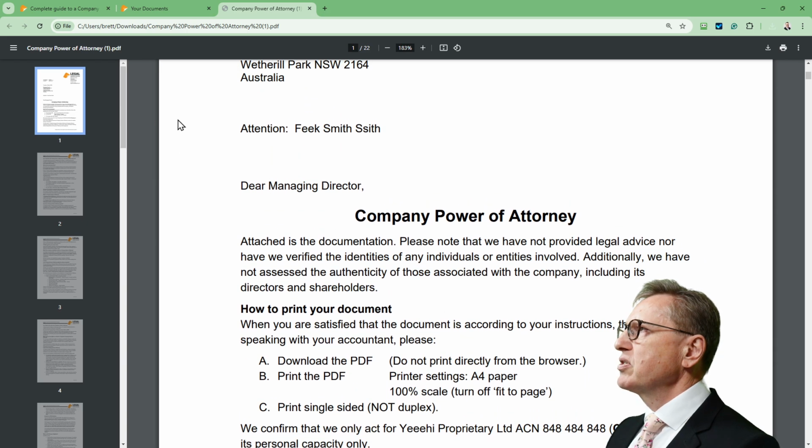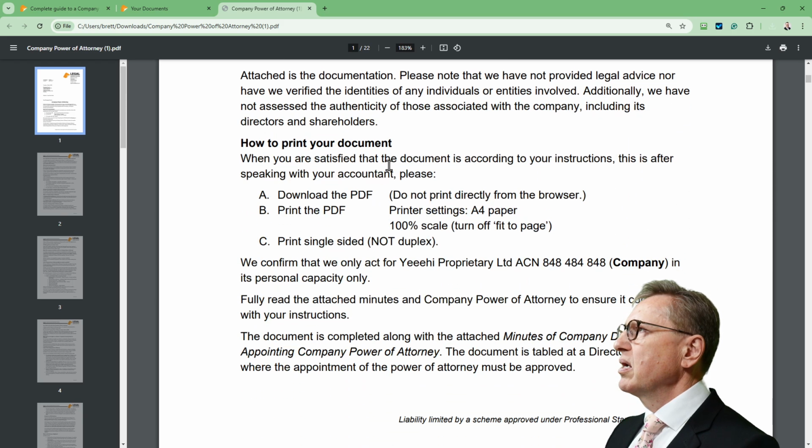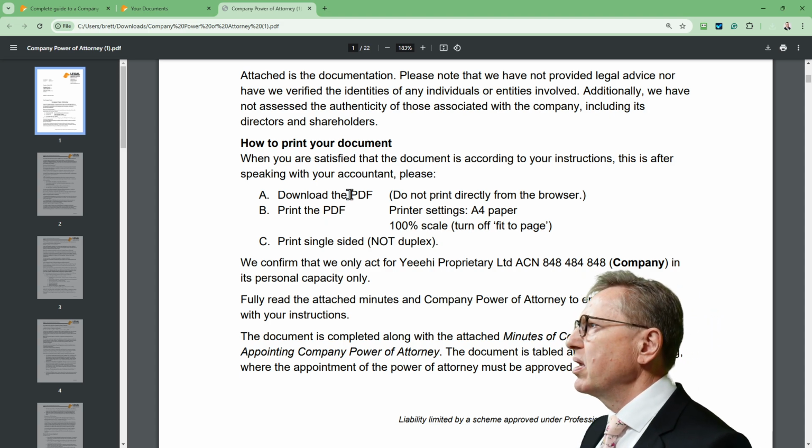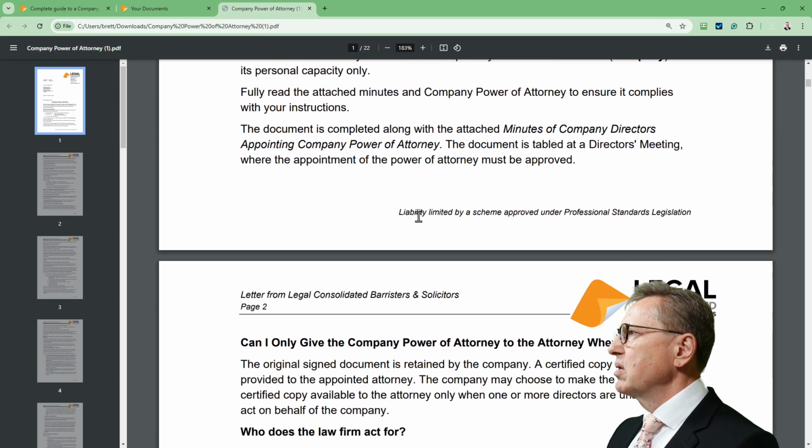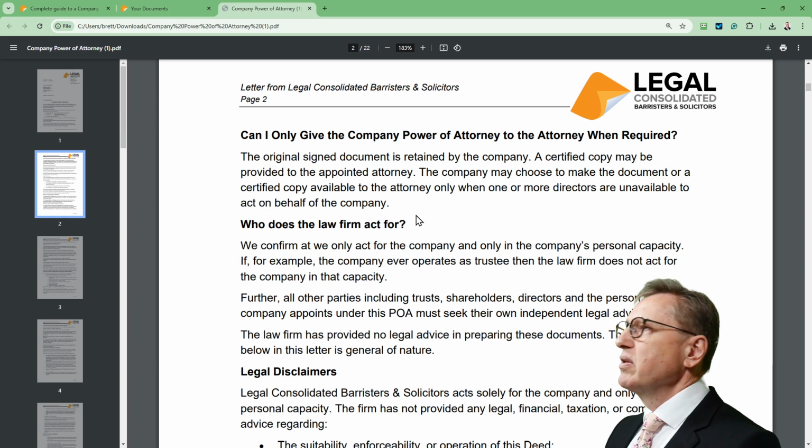So there's the director. I can see now why it was there. Attached is the document, how to print it. I've got to download the PDF and I've got to print it off, and that's all wonderful. So this is the cover letter.